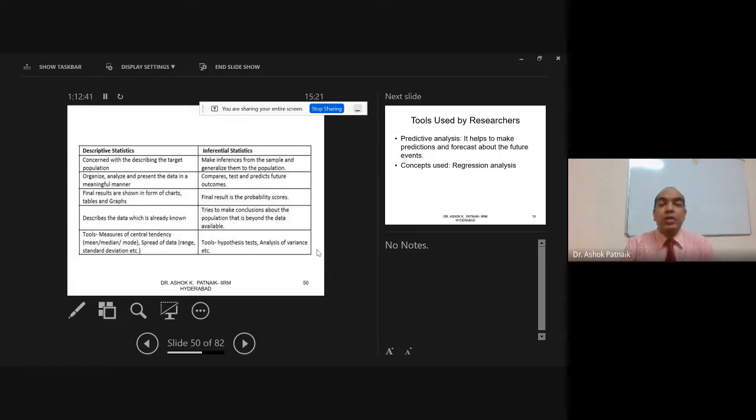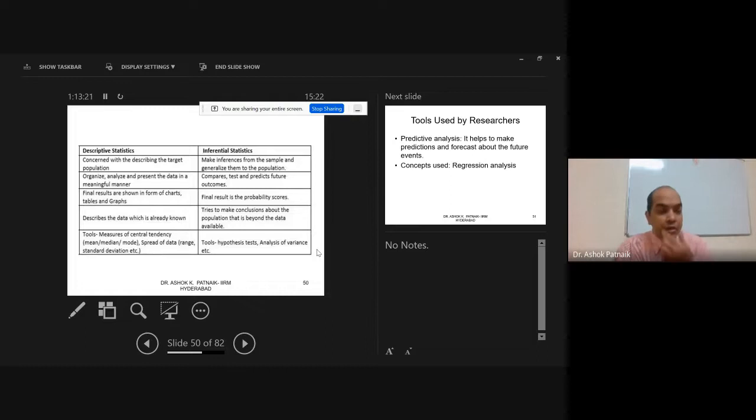As I was telling you, in descriptive statistics you generally use the population, whereas in inferential statistics you take a sample and try to generalize the findings to the population. In descriptive statistics the data is generally known to you, but in inferential statistics you try to derive a conclusion from the data. Also, the final result in inferential statistics is based on probability scores, whereas in descriptive statistics the final result emerges in terms of tables or graphs.